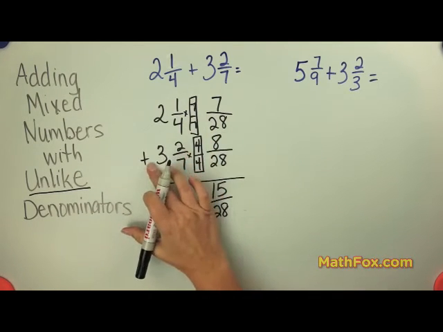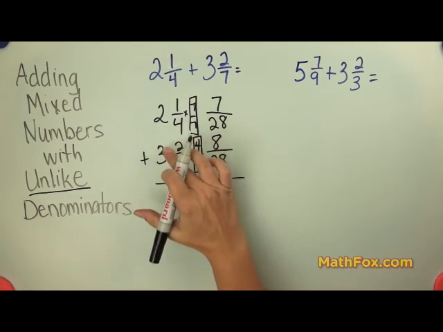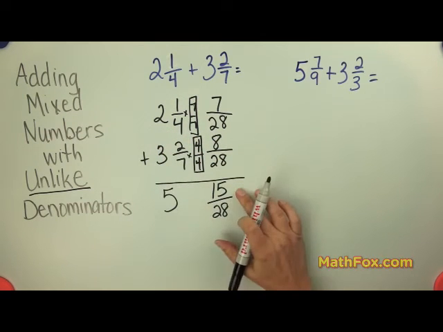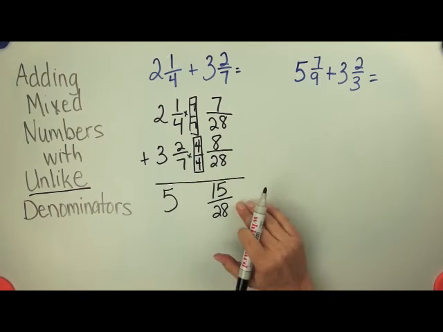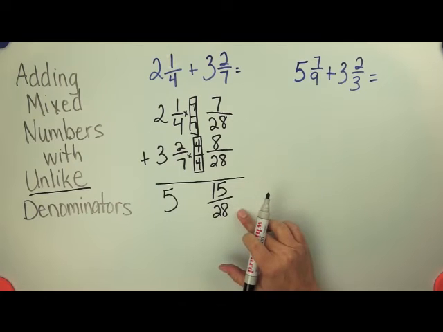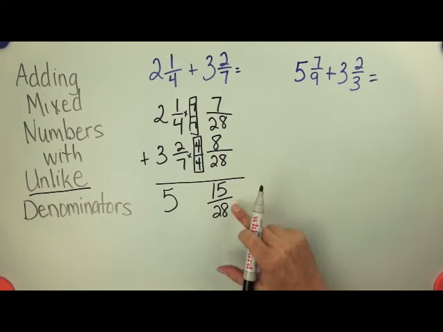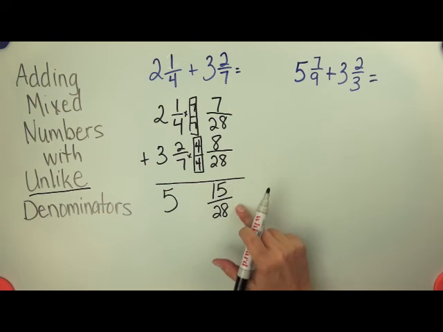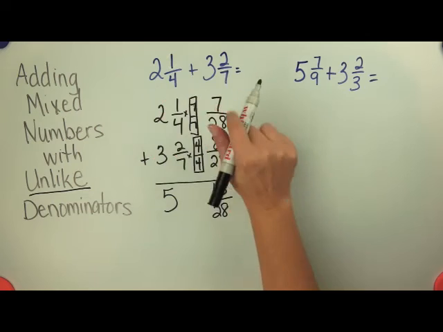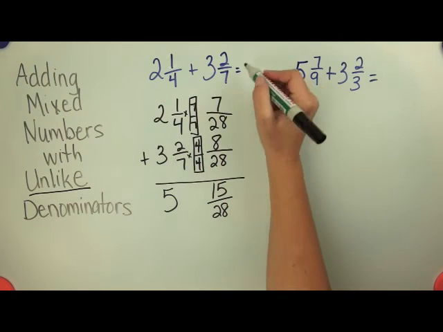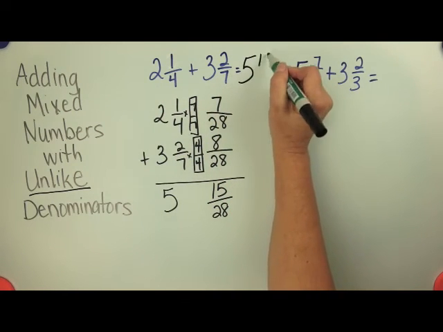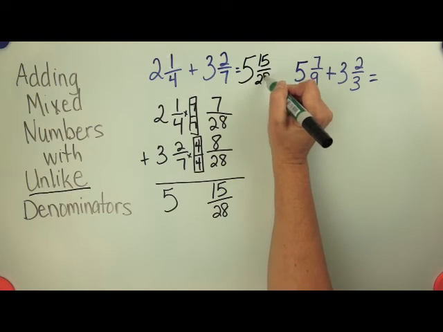Now I have to worry about my whole numbers. I go back and add my whole numbers: 2 plus 3 is 5. I always want to check to see if I can reduce my fraction. Can I simplify it at all? Is there a number that will divide both 15 and 28? Well, 15 will divide by 3, but 28 won't. 5, 28 won't. And 15 and 28 won't divide by any of those numbers. So this is now in simplified terms. The answer of 2 1/4 added to 3 2/7 is 5 wholes and 15/28 as a fraction.